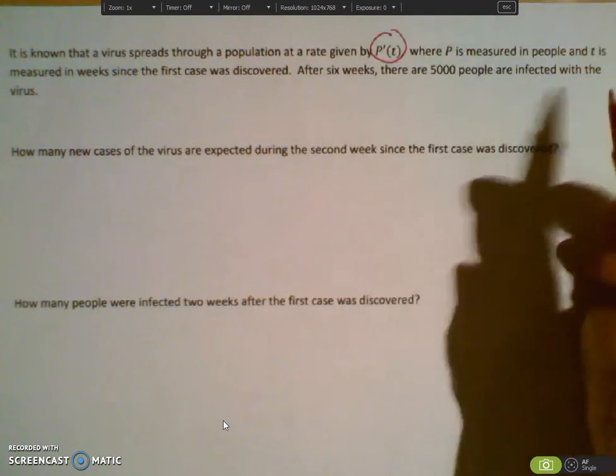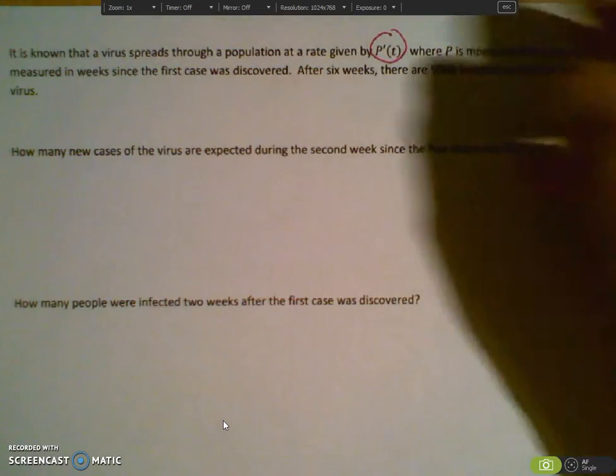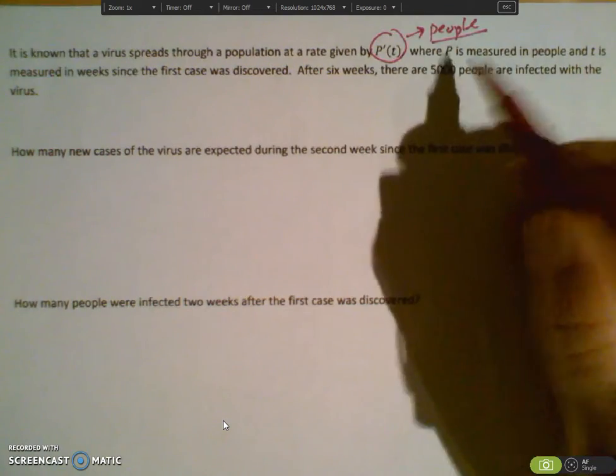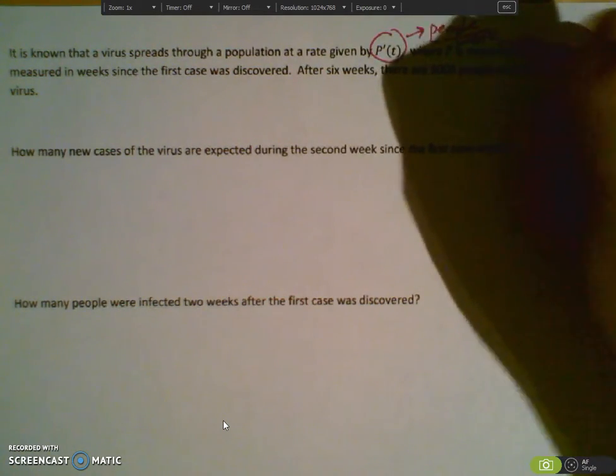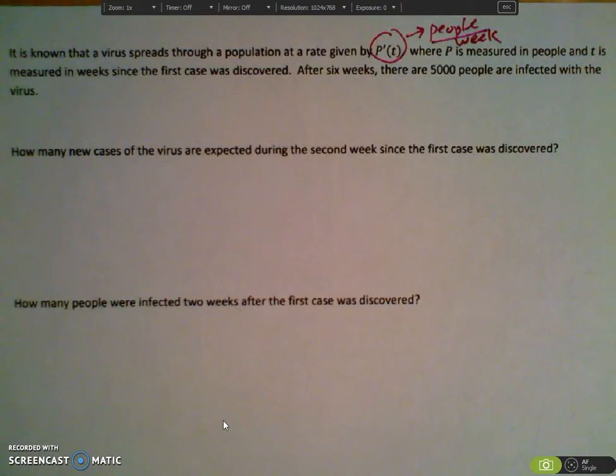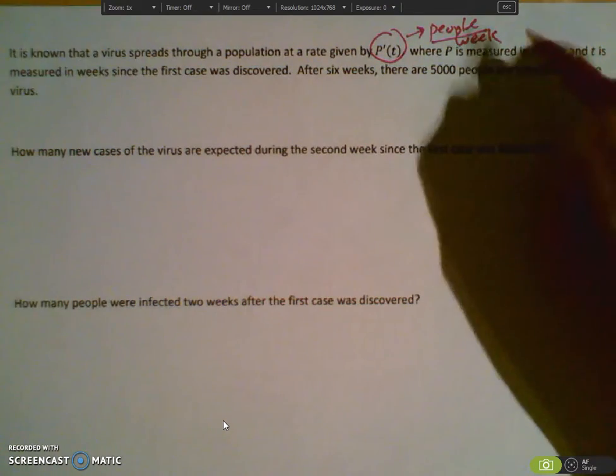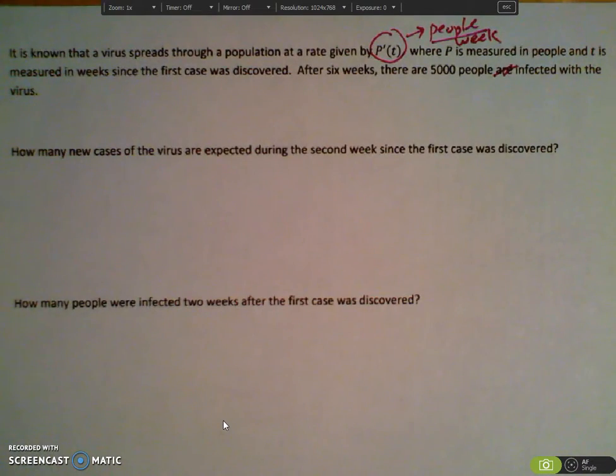That means that the units for p prime would be people per week, because it's a rate or a derivative, and these are the units that I will need to use. After 6 weeks, there are 5,000 people infected with the virus. The first question asks, how many new cases of the virus are expected during the second week since the first case was discovered?